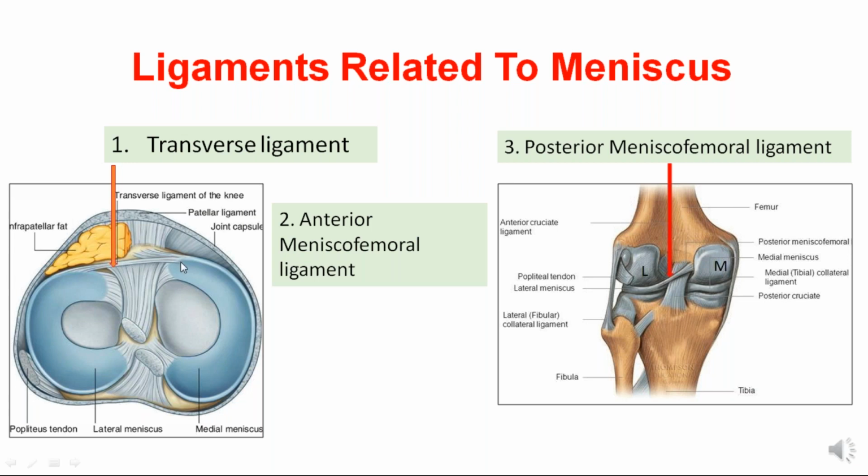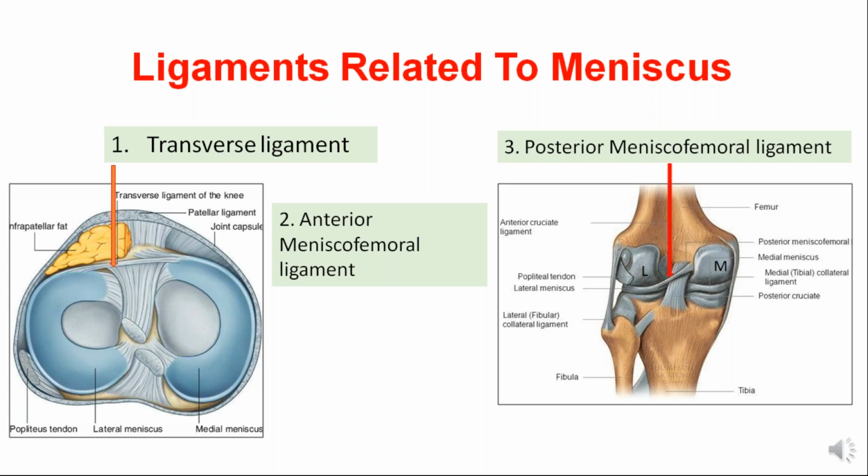The posterior horn of the lateral meniscus is attached to the medial femoral condyle through the meniscofemoral ligament. It has two components: the anterior meniscofemoral ligament, which passes in front of the posterior cruciate ligament, and the posterior meniscofemoral ligament, which passes posterior to the posterior cruciate ligament.